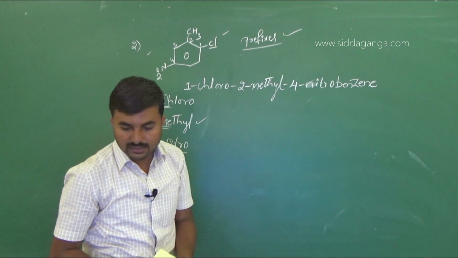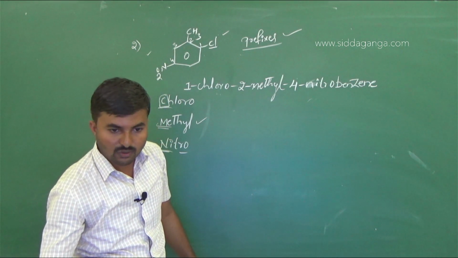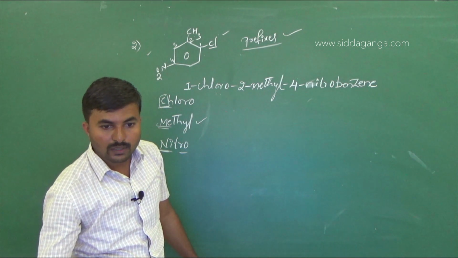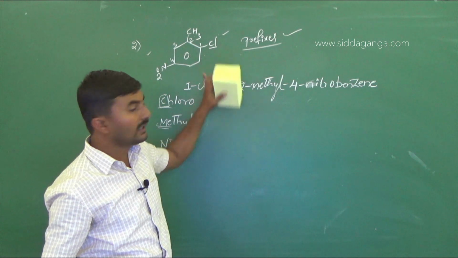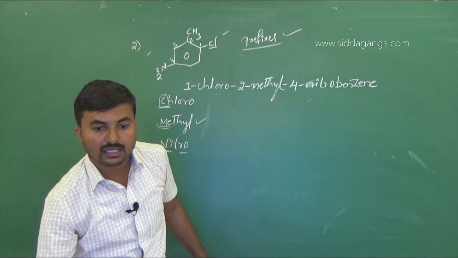So what are the options they have given? 1-nitro-1-methyl-4-nitrobenzene, that is wrong. 1-chloro-2-methyl-4-nitrobenzene, that is the correct option. That means the second option will be the correct one.